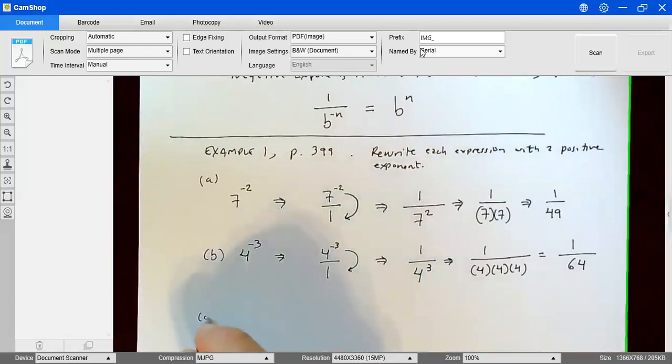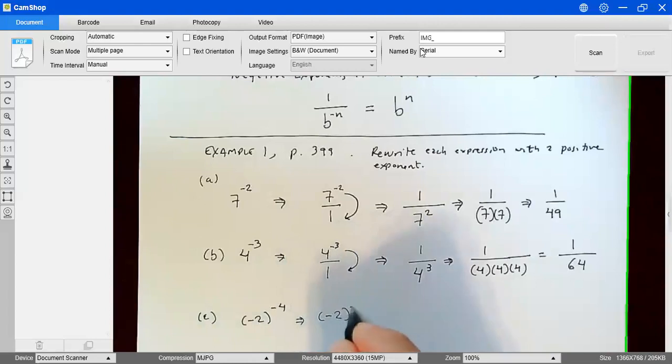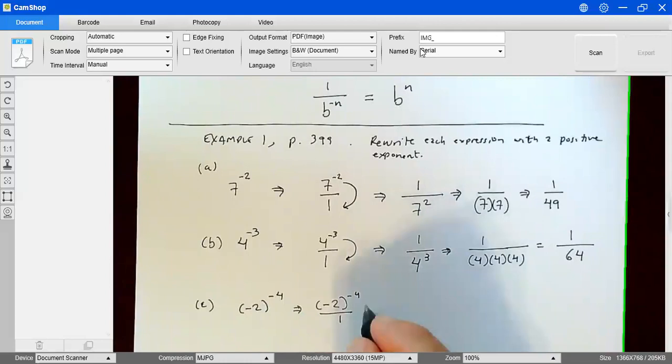Okay, one more problem. We have negative 2 to the negative 4. So it looks like a very complicated thing. So first we need to understand that this is the base. So we can move this base to the denominator. And at the same time, we're going to change the sign of the exponent, not the sign of the base. I'm going to change the sign of the exponent.